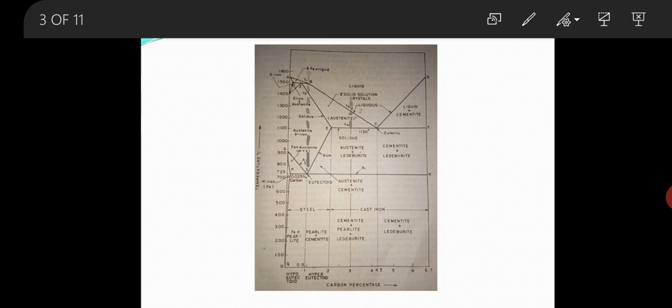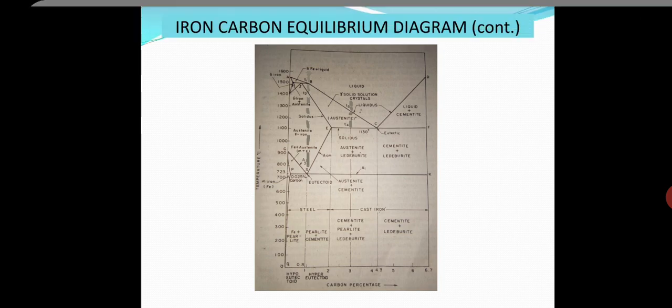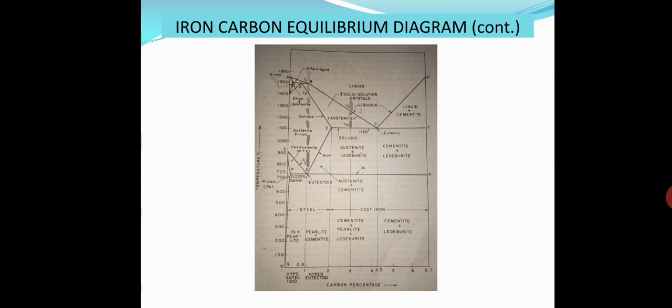0.008 below this Q line, 0.025 at the P line. This Q point is 0.008%. So here you will get alpha iron, pure iron. So pure iron is this very teeny triangle that starts from the point G, then P, then here Q.